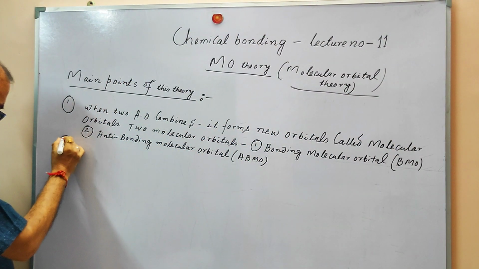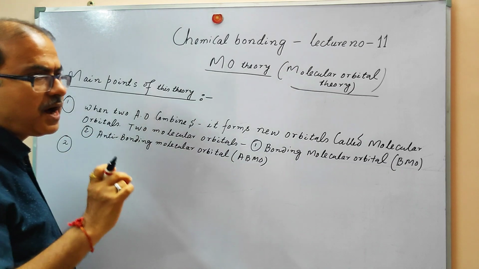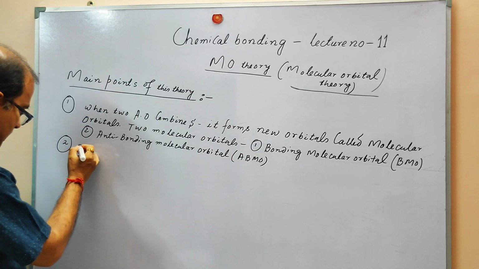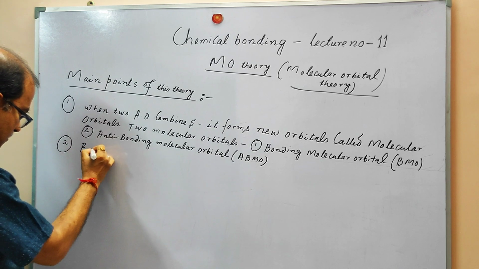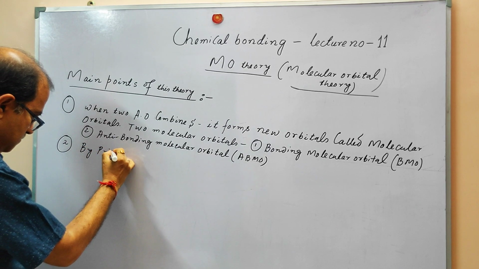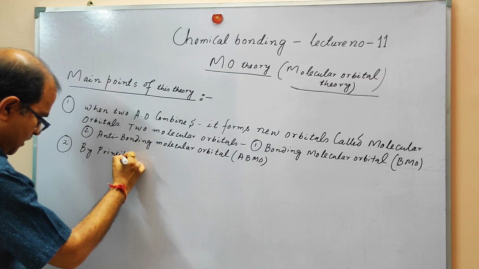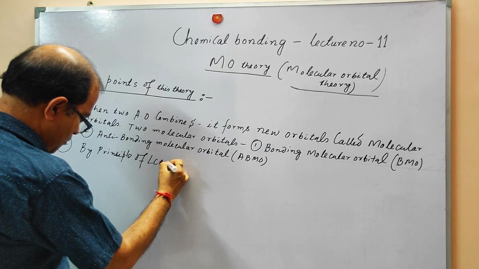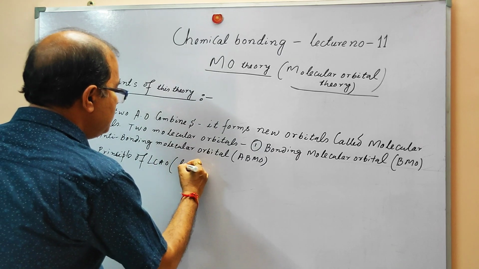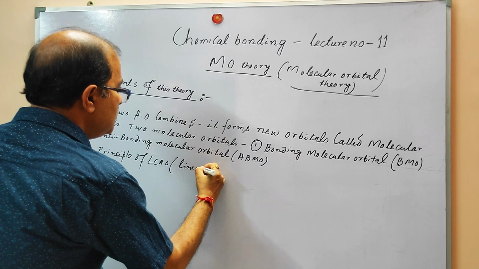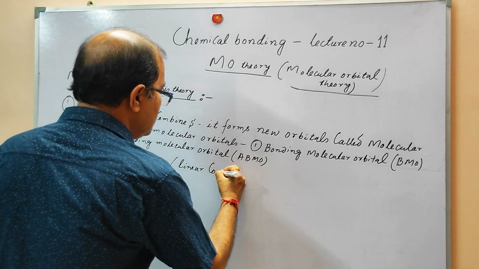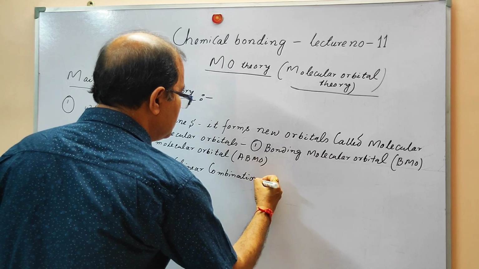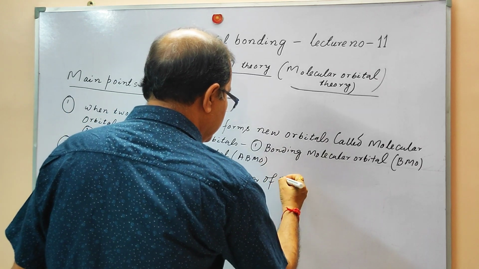The second point is how these atomic orbitals are combined to form the molecular orbitals, and that is by the principle of LCAO, that is linear combination of atomic orbitals.